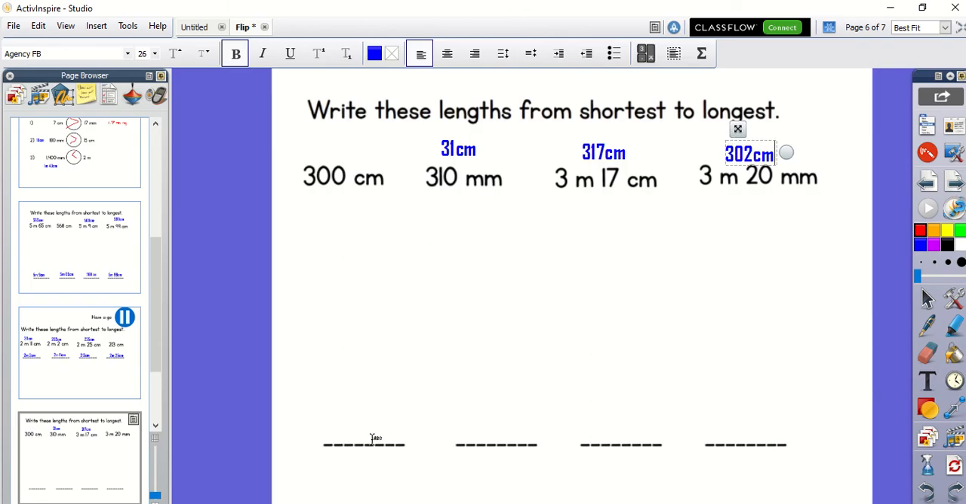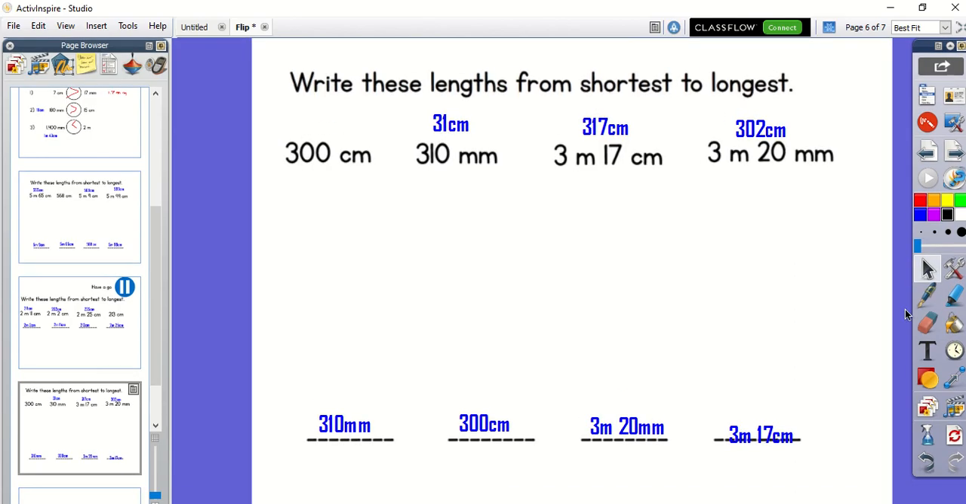So now I can see quite clearly that 310 millimeters is the smallest. Then we've got 300 centimeters. Then we've got the 3 meters 20 millimeters. And finally, we get the 3 meters 17 centimeters. Once we converted it, that was actually really easy to solve, wasn't it?